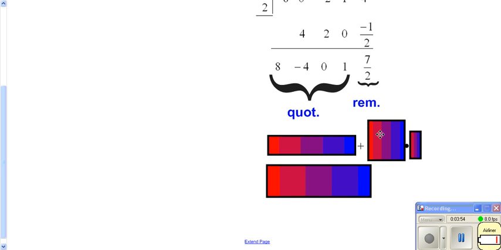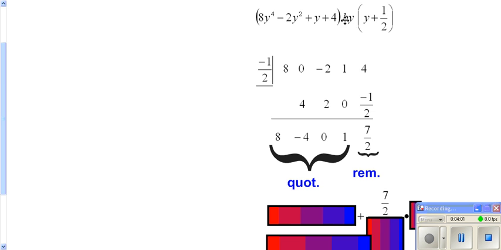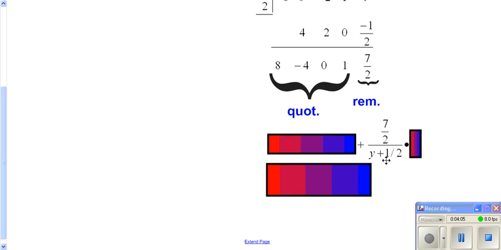So I have my remainder over what I was dividing by. And once again, that was this part right here, my divisor. This is my quotient here. I was dealing with a fourth power, so it's going to be cubic here. Once again, I have a fraction within a fraction, actually a couple of fractions within a fraction.